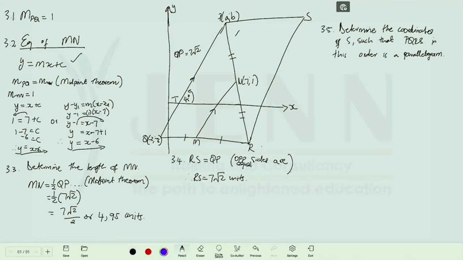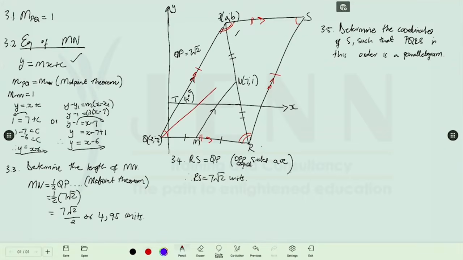Both pairs of opposite sides are parallel. Both pairs of opposite sides are equal. Then both pairs of opposite angles are equal. That means angle Q will be equal to angle S, and angle P will equal angle R. Then what also do we know is that the diagonals bisect each other.